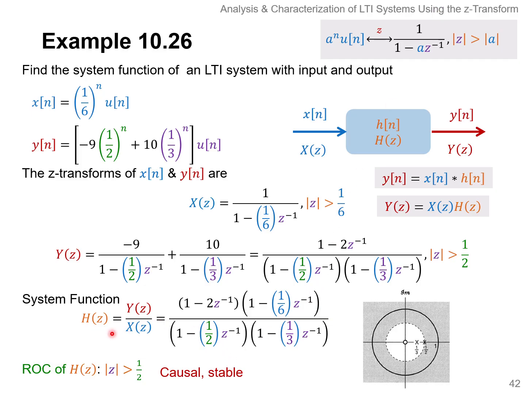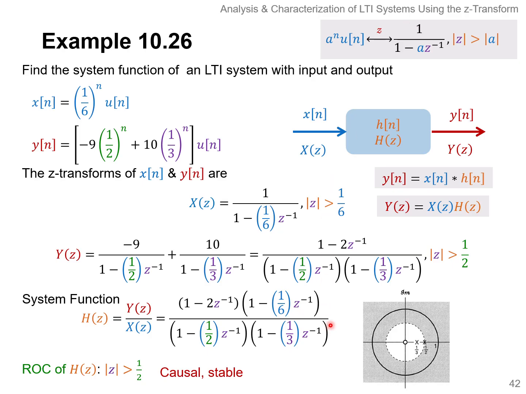Now we find the system function h of z. For an LTI system, the system function is the output transform divided by the input transform. So we take the ratio of the two results. After cancellation and simplification, we get the final form of the system function.